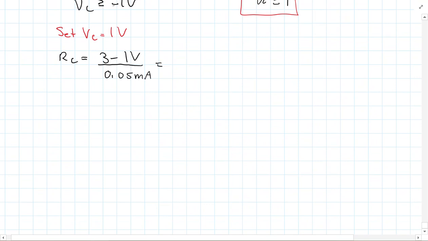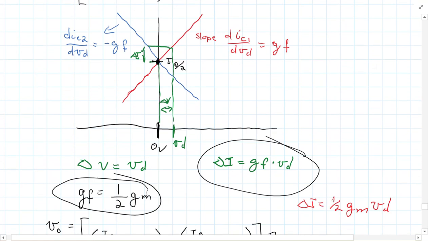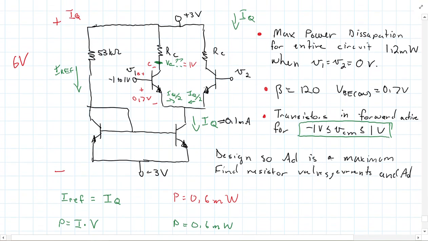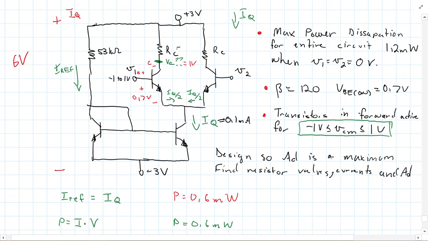And so if we do that, we get 40 kiloohms. Oops, forwarded up too far here. So these would both be 40 kiloohms. I'll just erase the RC.